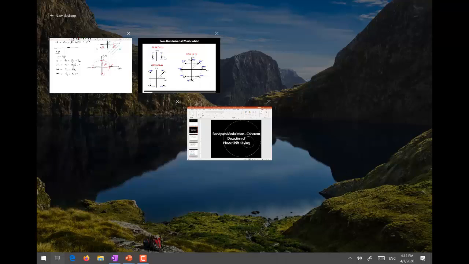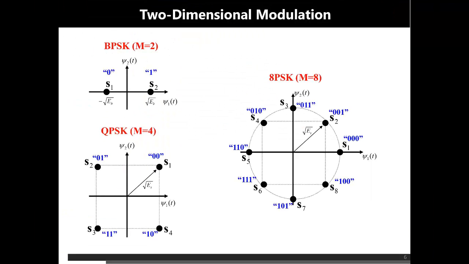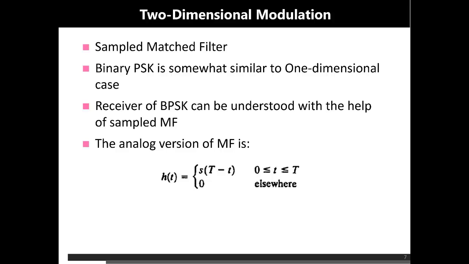Similarly, you can extend this to M equal to 8, and for M equal to 8 you can see this particular constellation, and at this time it is again in the form of a circle of radius square root of Es, and we will have 8 constellation points, and each constellation point is pi by 4 radians apart from the next constellation point, to make the decision regions as far apart as possible.